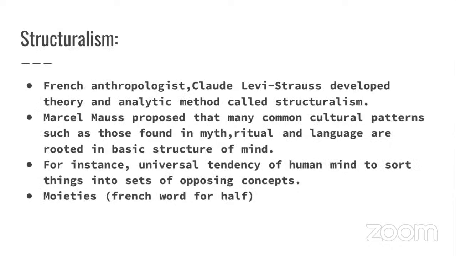Now we move to structuralism. So structuralism was introduced in the 1950s. It was introduced later on. And the person that introduced it, his name was Claude Levi-Strauss. He was a French anthropologist. And he developed the theory and analytical method called structuralism.